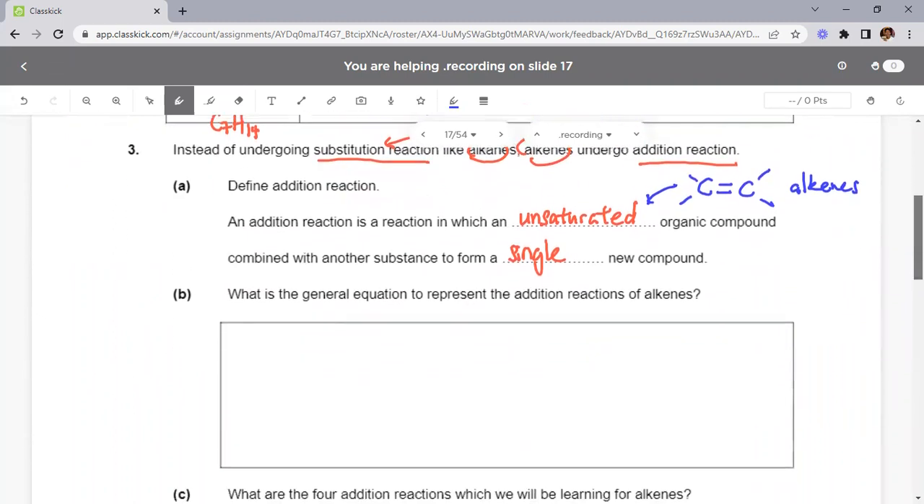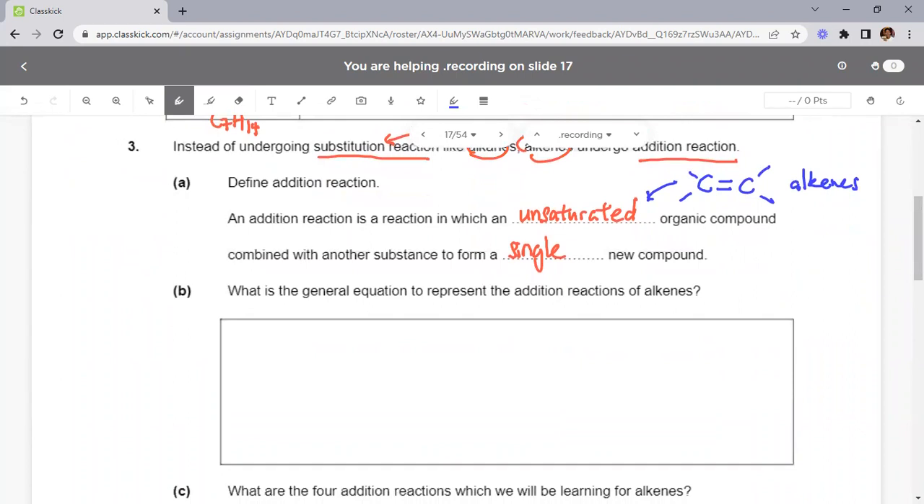So I'm going to show you via a reaction here to help you understand what it means by having a single new compound. So let's have a generic alkene. So when we talk about addition reaction, we will actually focus on the double bond. Now, so I have my double bond here. So this is actually my alkene.